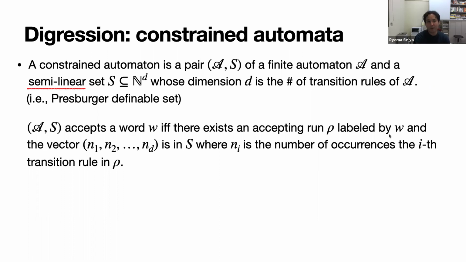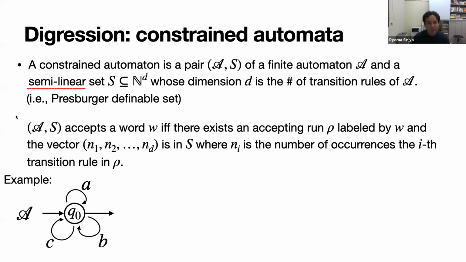But in the setting of constraint automata, there is a further constraint. I mean, the vector N1, N2, ..., Nd is in S. Here, Ni represents the number of occurrences of the i-th transition rule in the run. So here we implicitly assume that the transition rules are totally ordered.